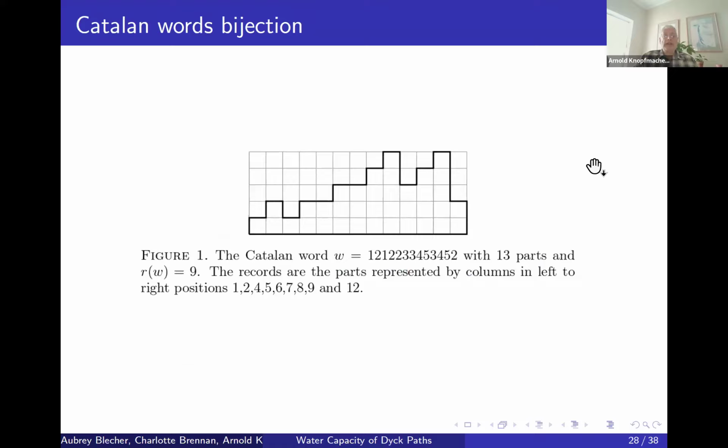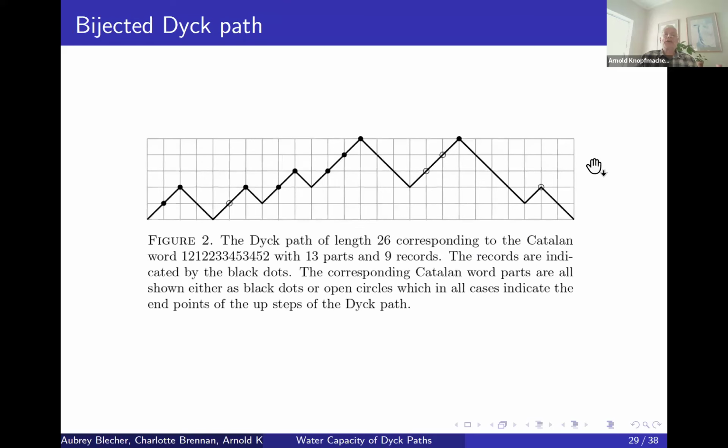Here's another picture of the Catalan word. And without worrying about the details there, what's nice about Catalan words is that they are related to Dyck paths. Possibly a bit surprising, but actually there's a fairly straightforward bijection that converts a Catalan word into a Dyck path, or alternatively a Dyck path back to a Catalan word. Okay, there isn't really time to go through the bijection, but it's fairly simple.